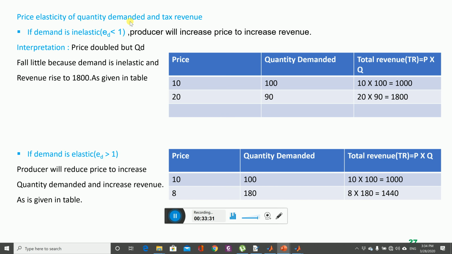Price elasticity of quantity demanded and tax revenue. If demand is inelastic, elasticity of demand calculated is less than 1, the producer will increase price to increase revenue. Interpretation: price doubles but quantity demanded falls little because demand is inelastic, and revenue rises to 1800, as given in the table. Again I make a small table. These are the prices of a particular commodity, these are the quantity demanded, and this is the total revenue. When the price of the commodity is 10, people are demanding 100 units, and price multiplied by quantity, 10 multiplied by 100, the revenue of the businessman is 1000.